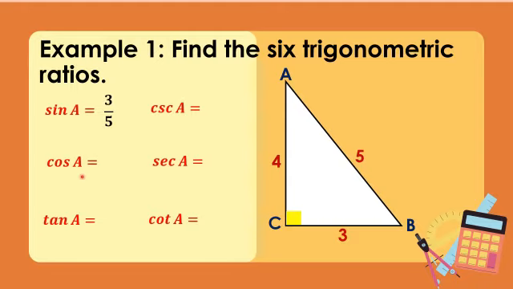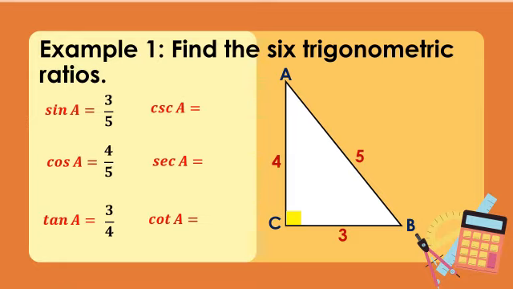Next is cosine A. So again, cosine is an acronym for adjacent side over the hypotenuse. So this will be our angle A. The side adjacent to angle A is 4 and the hypotenuse is 5. So we will have here cosine A is equal to 4 over 5. Next is tangent A. Tangent theta is equal to opposite side over the adjacent side. The measure of the side opposite to angle A is 3 and the side adjacent is 4. So we will have here tangent A is equal to 3 over 4.